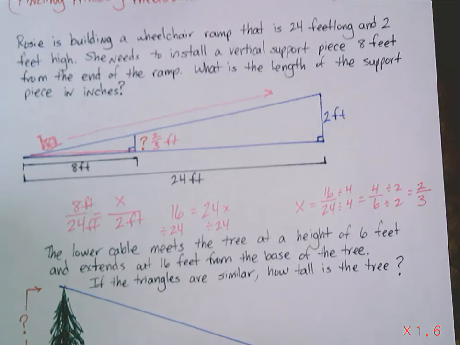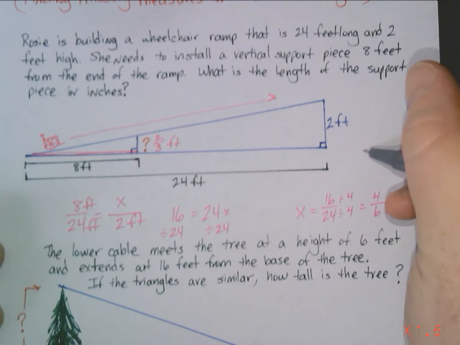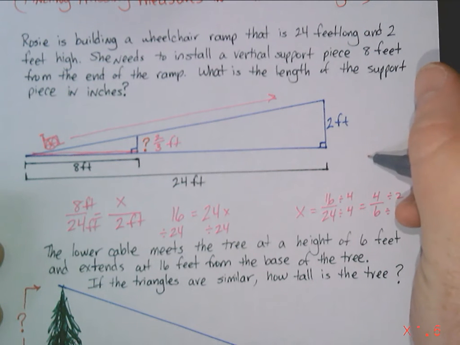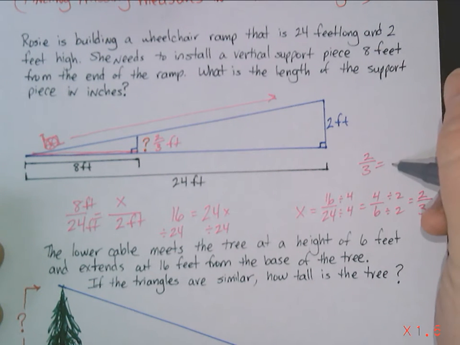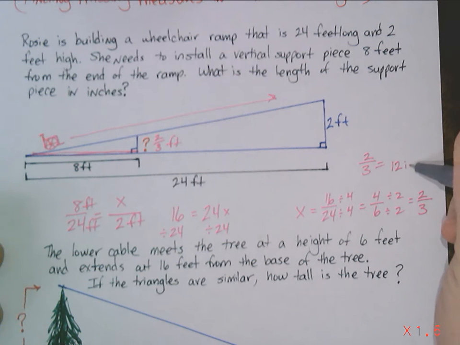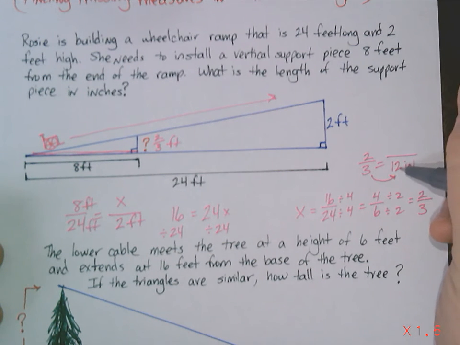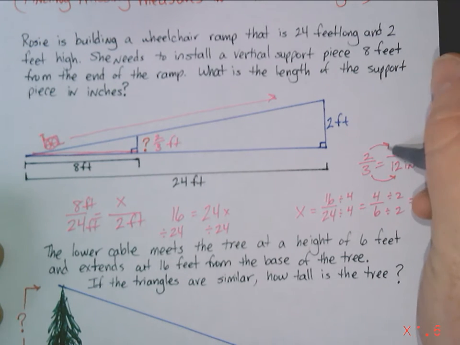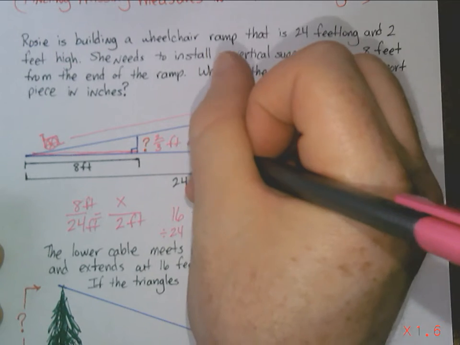And if you want to know it in terms of inches, because it's not a full foot, set it equal to 1 foot. See what happens. So 2/3 equals, 1 foot is going to be 12 inches, right? So 3 goes into 12 4 times. 2 times 4 is going to be 8. So it's going to be either 2/3 of a foot or 8 inches.